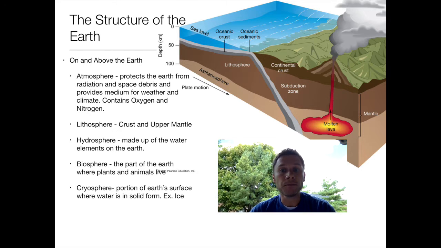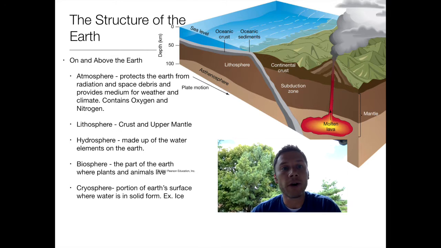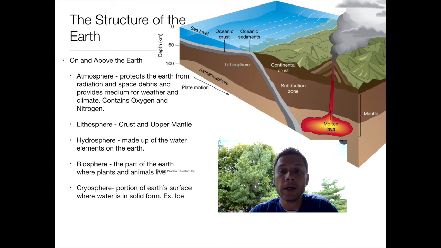In the lithosphere, that is the crust and the upper mantle. You can see on the diagram that should be pictured here next to me that the lithosphere is right above the molten lava, typically, unless it is coming up through a volcano. We'll get to volcanoes later. But it's also below the hydrosphere. So the hydrosphere is the water elements. And so it's important that you know that term, hydrosphere, lithosphere, atmosphere.